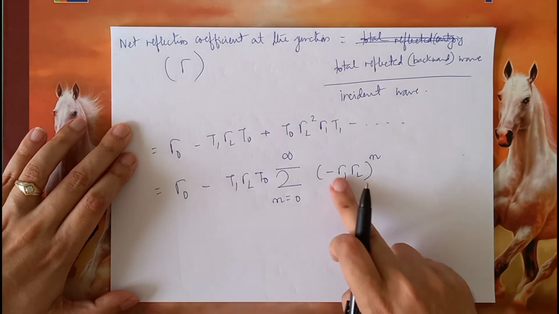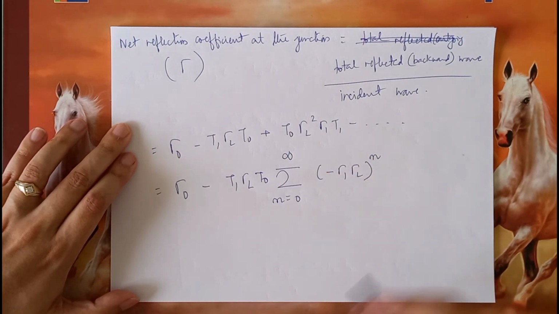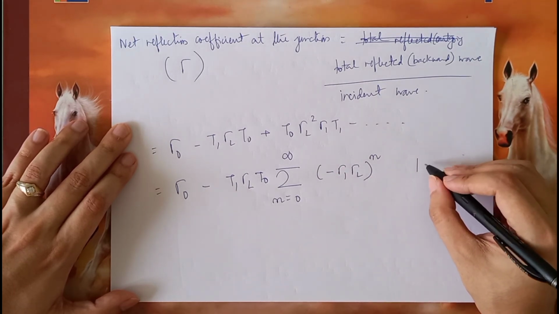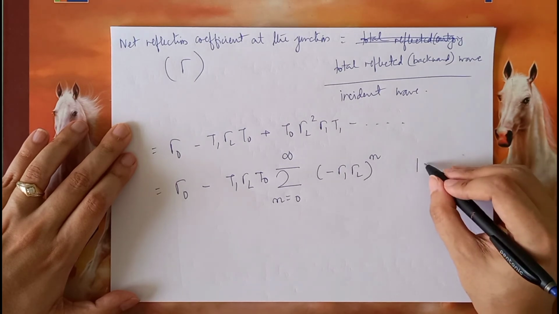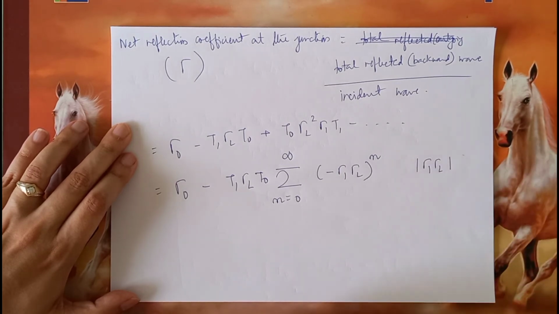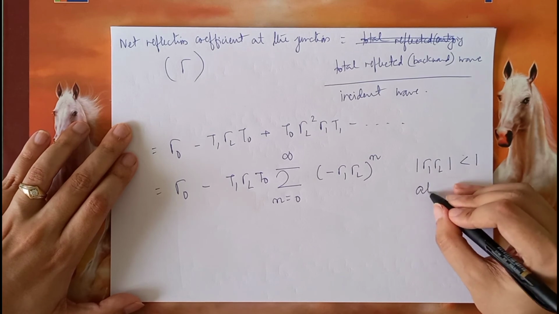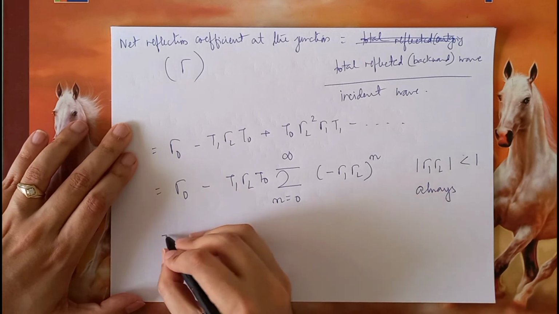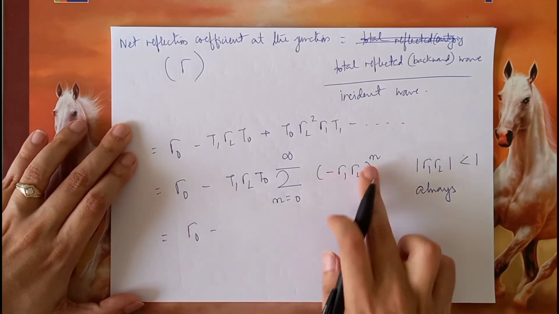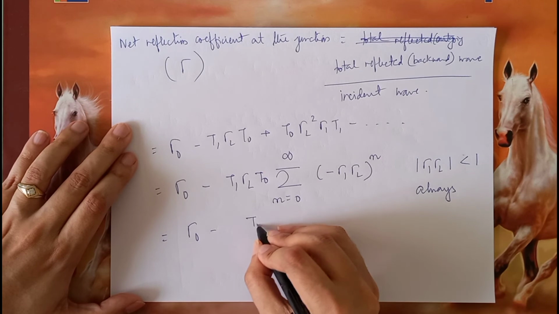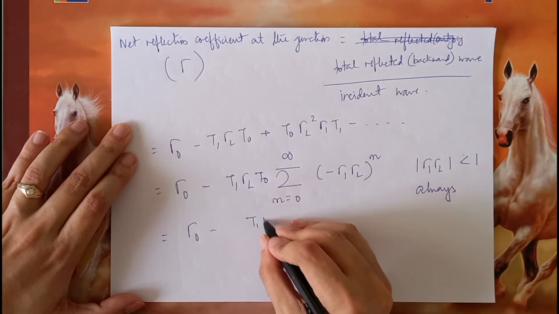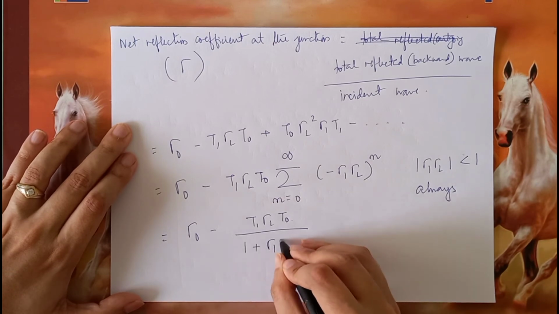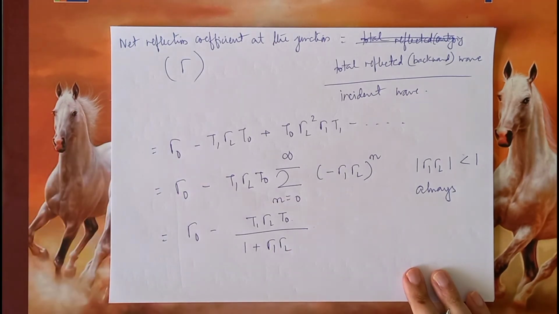Now, what can we say about this quantity? The reflection coefficient magnitude can never exceed 1 and in this case it will always be less than 1. So this product, the mod of gamma 1 gamma L, will be less than 1 always. So this geometric progression would essentially reduce to 1 minus this, that is the numerator will stay as this term T1 gamma L T0 divided by 1 plus gamma 1 gamma L. Right?